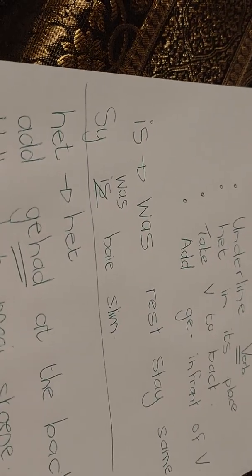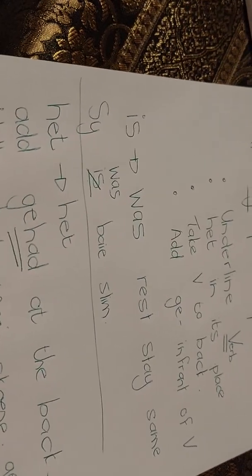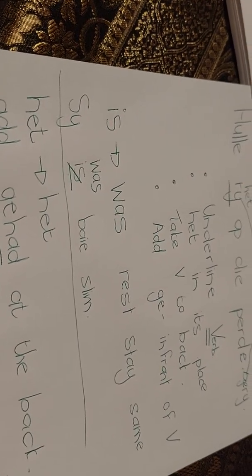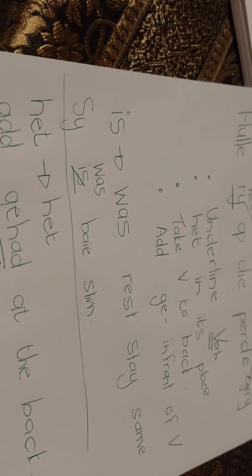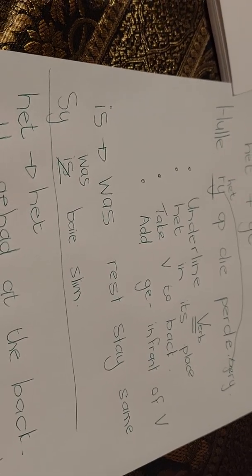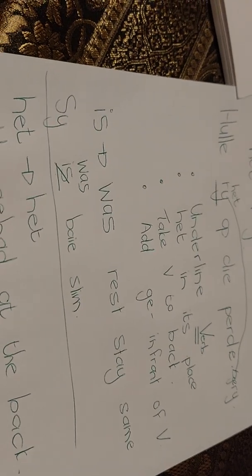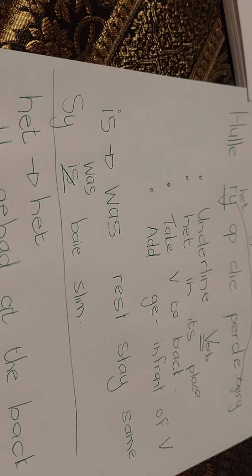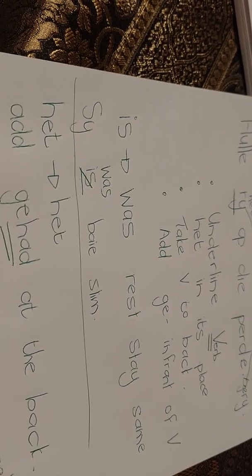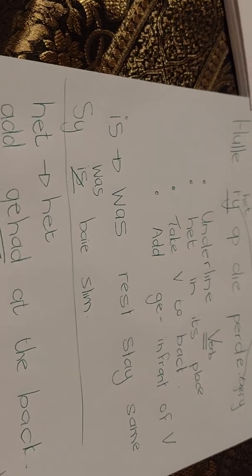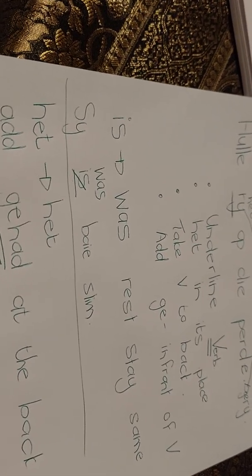And the way your teacher will ask this in your exam paper will be: skryf die volgende sinne oor in die verlede tyd. Some teachers will ask you to start a sentence with gister or last week. So it will be: skryf die sinne oor in die verlede tyd. Begin met die woord gister of begin met die woord laas week.